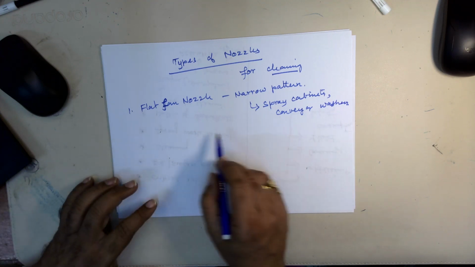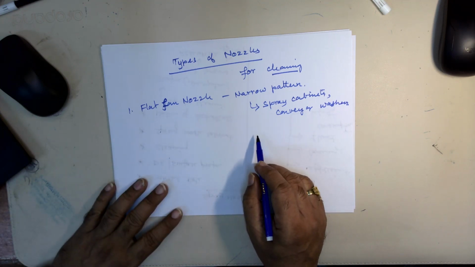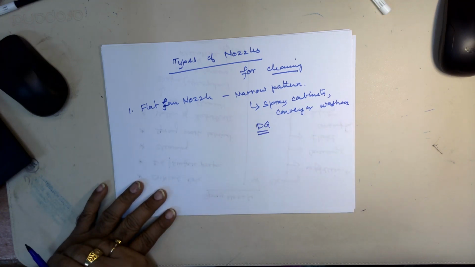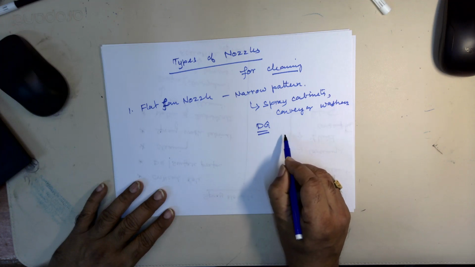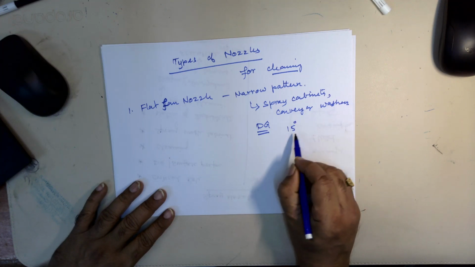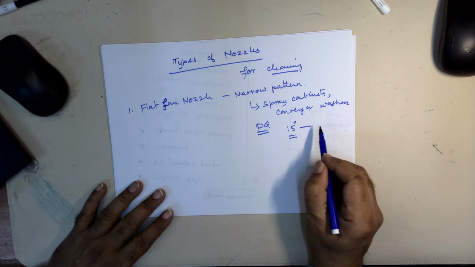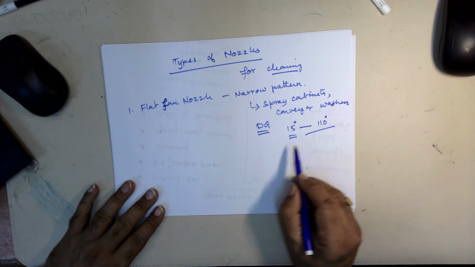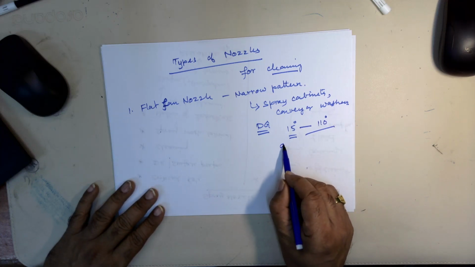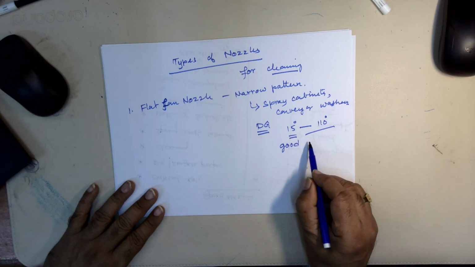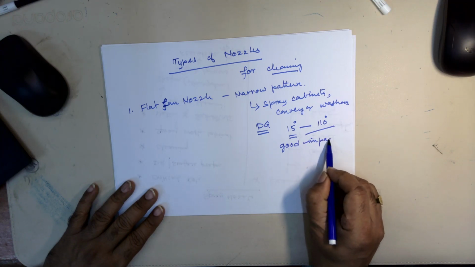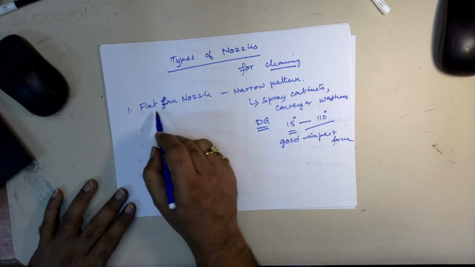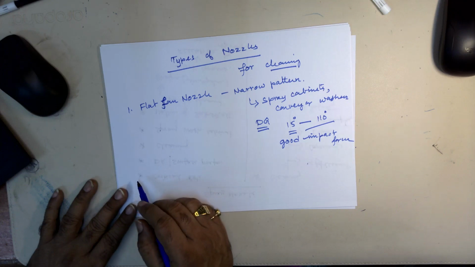Usually, such types of nozzles are most commonly used for degreasing. And usually the angle of the spray should be 15 degrees. So this angle is very important, 15 degrees, and it can go up to 110 degrees. This angle gives a good impact force. So this is one type, known as the flat fan nozzle.